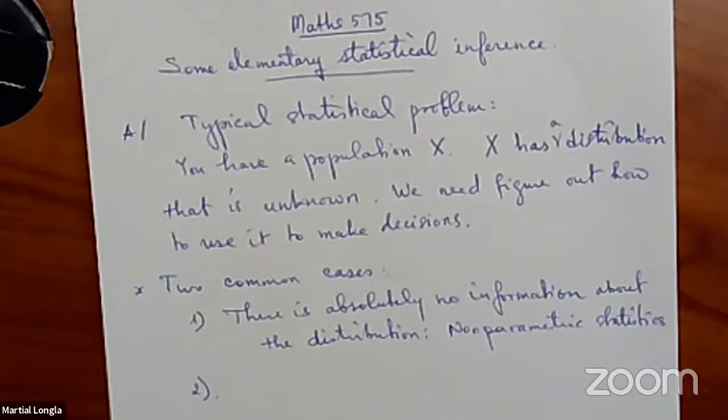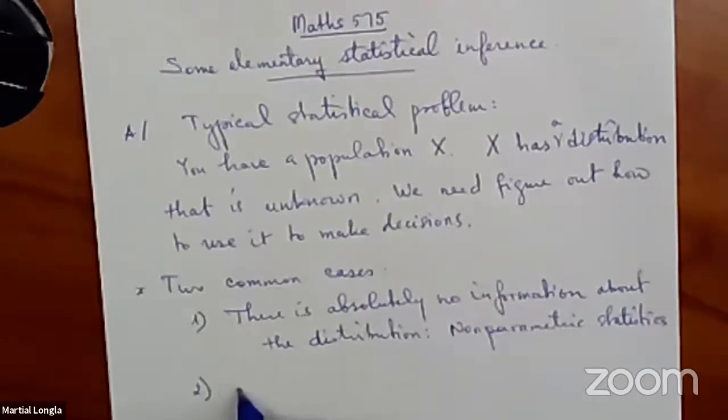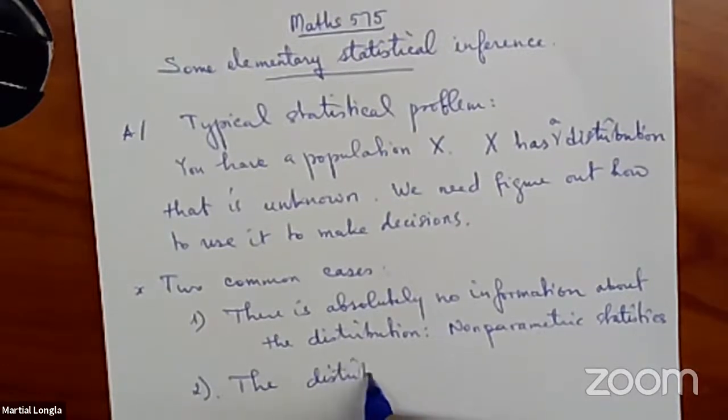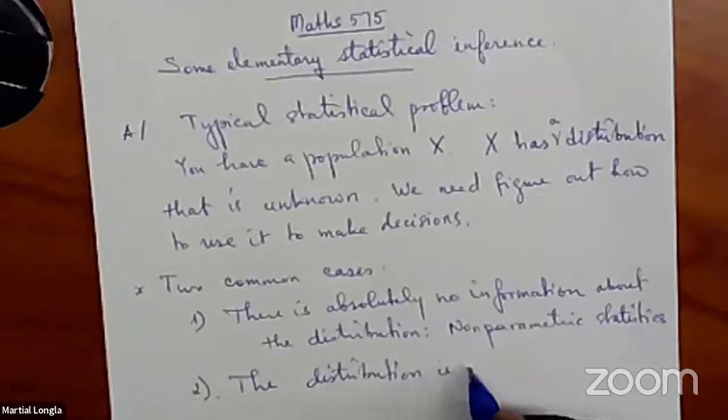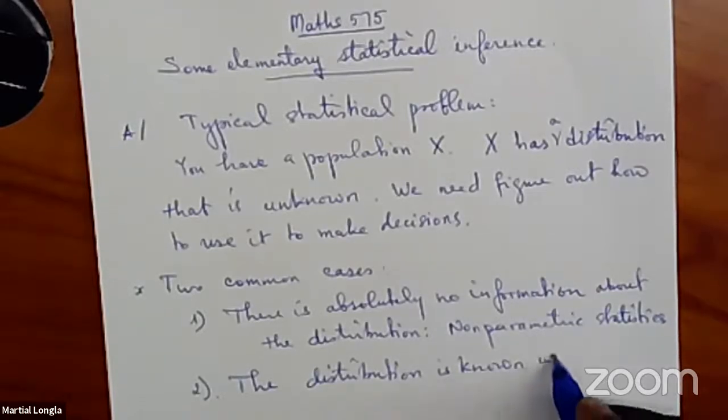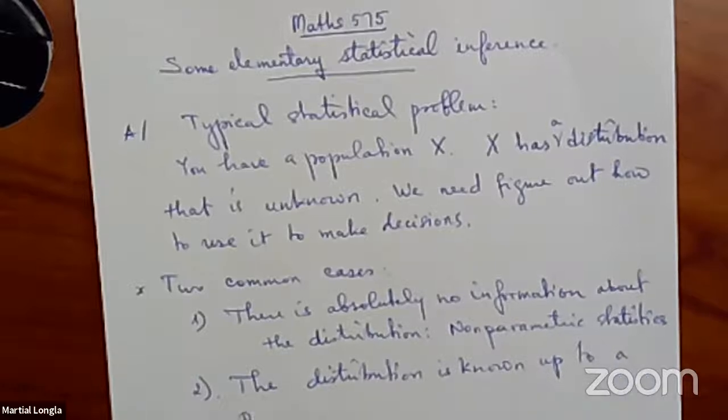And in the second case, the distribution is known up to a parameter. Meaning that the distribution that you have there depends on a parameter that you don't know, and your job will consist of estimating that parameter. Once you have an estimate for that parameter, you have an estimate for the distribution, and you can use it to do whatever you want to do with it.